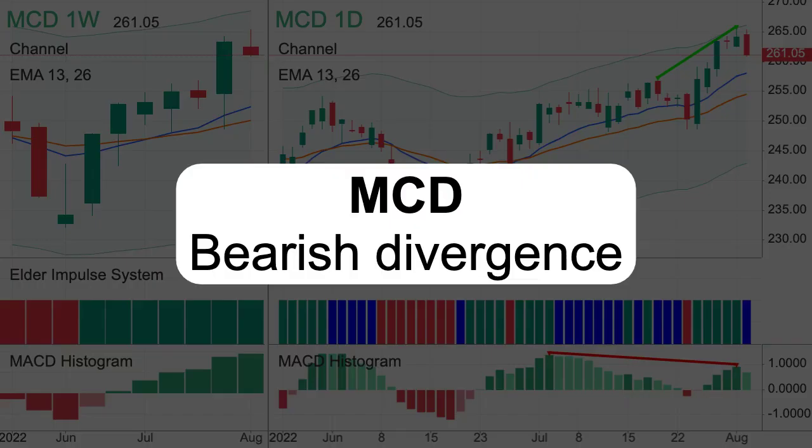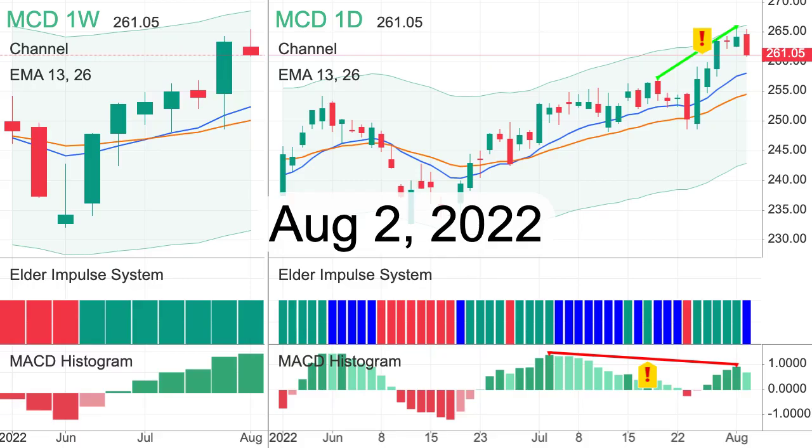Let's consider the stock of McDonald's Corporation. On August 2, 2022, a bear divergence formed in an uptrend. This is a strong sell signal. There is a first light bar on the histogram. Are you ready to submit a sell order?